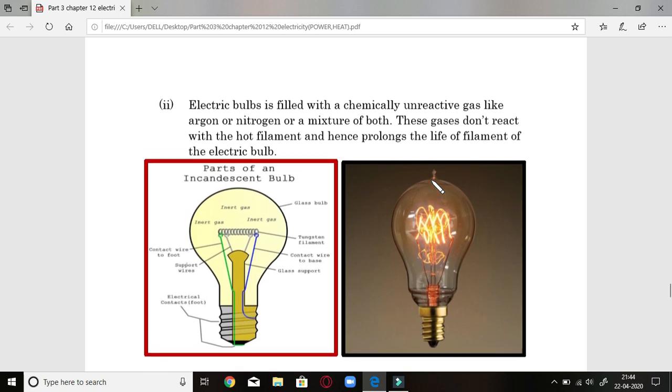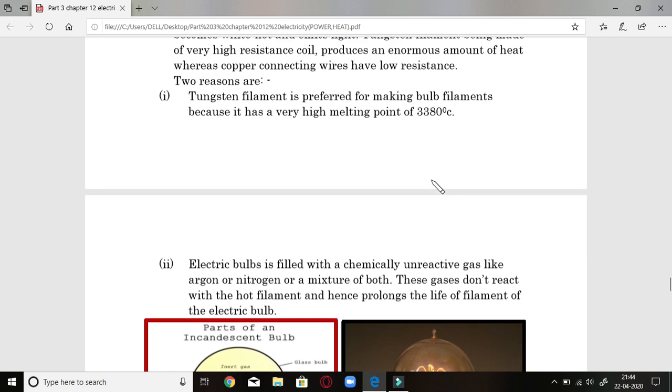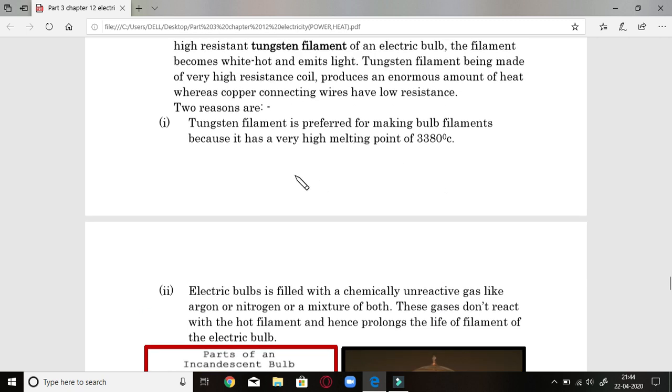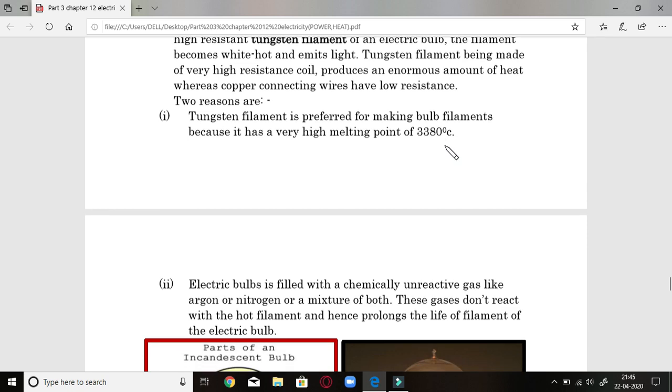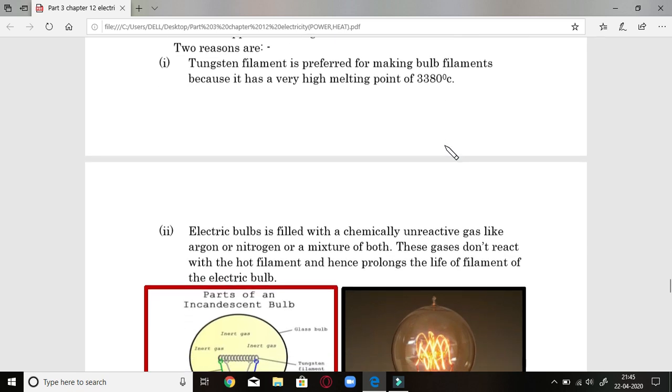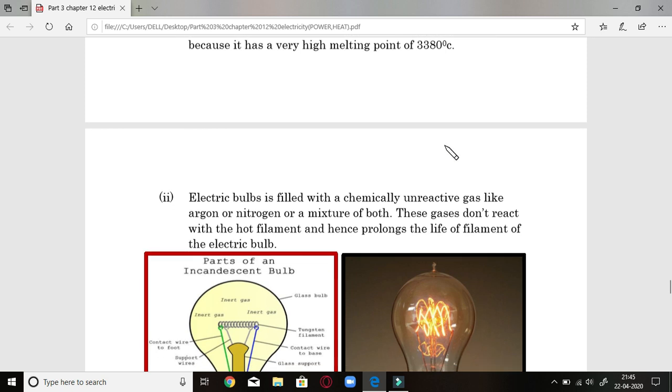Let us see what I have written for you, why we use tungsten. Tungsten filament is preferred for making bulb filament because it has a very high melting point also. First feature is that it has a very high resistance, because of which it gives white hot light, and along with that it has a very high melting point of 3380 degrees Celsius. Therefore after emitting white glow light, it does not melt at all. It keeps on going for a number of years.